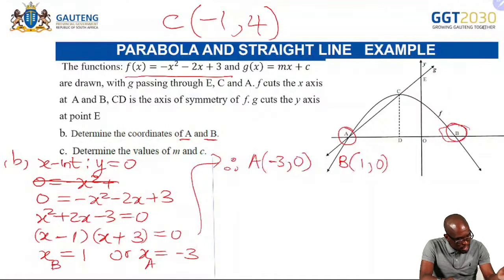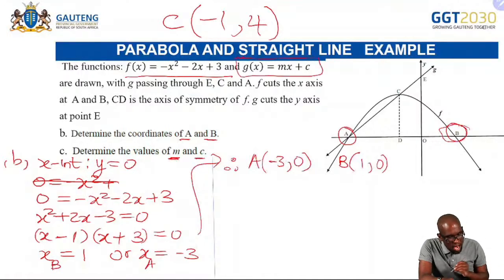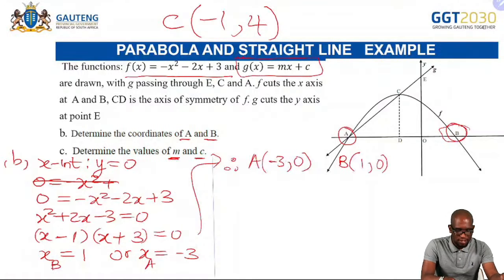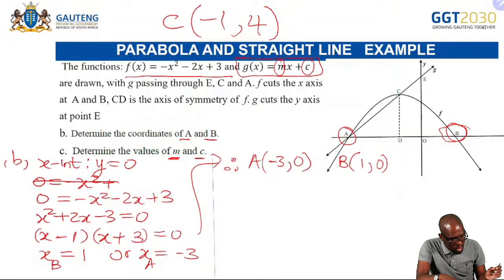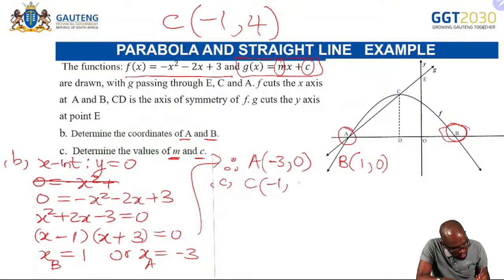So now they want us to determine the values of M and C. Remember, M and C are the parameters of our straight line. So M represents the gradient. So we need to find the gradient as well as the y-intercept of the straight line. So now let's quickly go through that. The gradient, obviously, we will need the points on the graph. We do have point A. We do also have point C, which is negative 1 and 4.